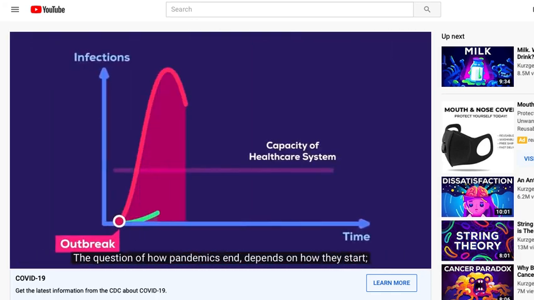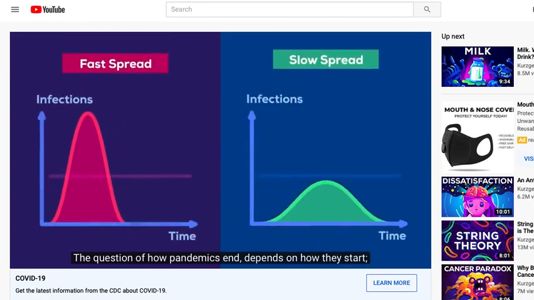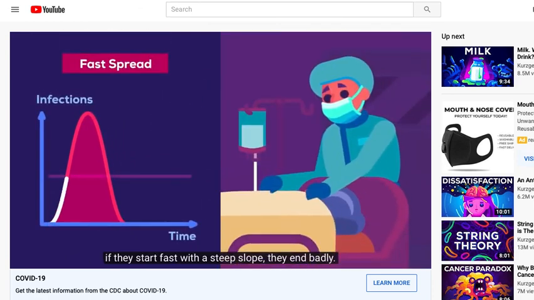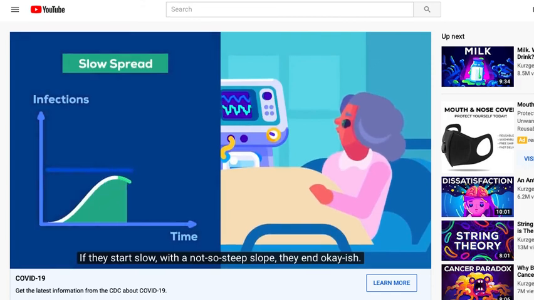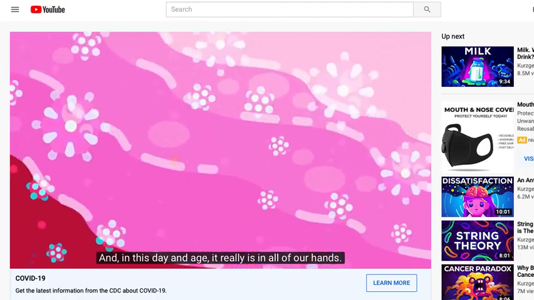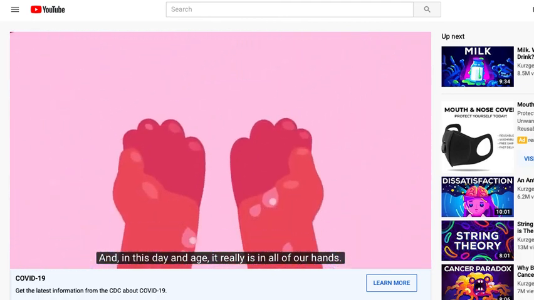The question of how pandemics end depends on how they start. If they start fast with a steep slope, they end badly. If they start slow with a not-so-steep slope, they end okayish. And in this day and age, it really is in all of our hands.